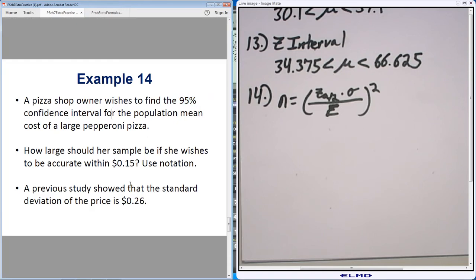How about sigma? Well, sigma is going to be the population standard deviation, 26 cents. And E, the margin of error, within 15 cents. Anytime you see the word within in these types of problems, that's probably going to be the margin of error.